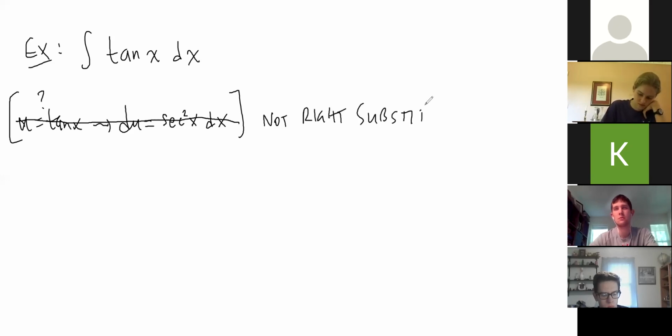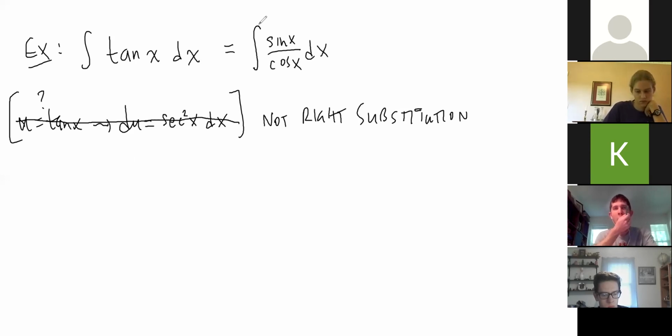So if that's not the right substitution, then what else could you do? So here's where you have to do this little trick. And remember, tangent is sine over cosine. Okay. Now this is good. This does give me a chance to do a substitution. And I have two choices. I could either try u equals sine, or I could try u equals cosine.